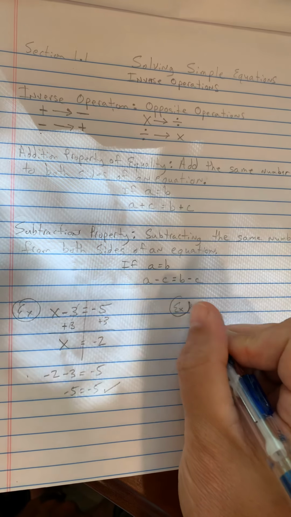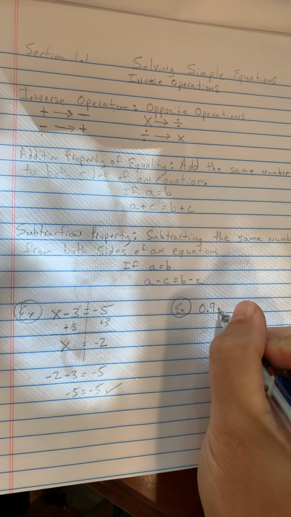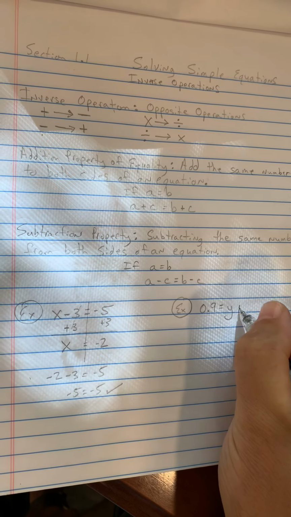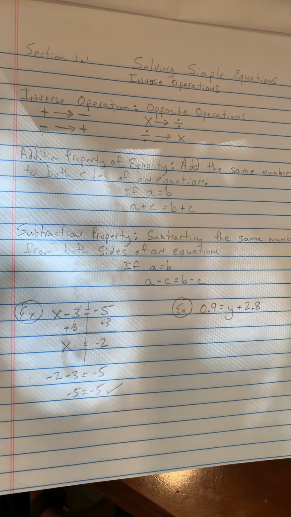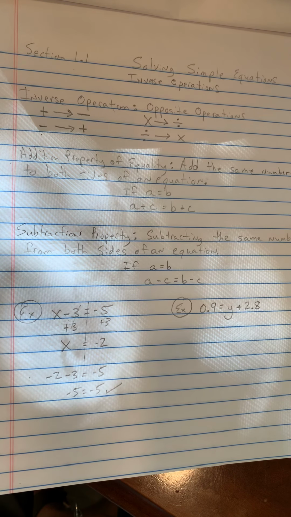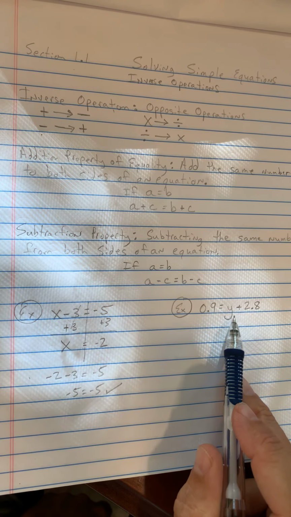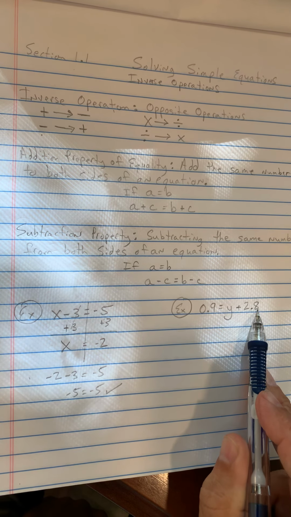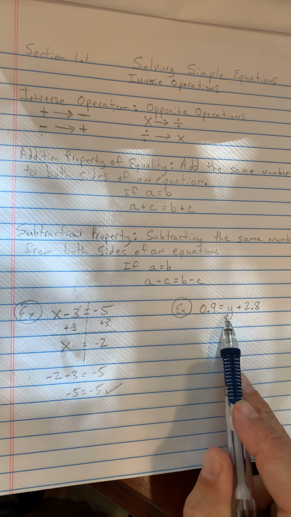Another quick little example here. Let's say I have 0.9 is equal to y plus 2.8. Again, the idea is always going to be to solve for what variable? Whichever one's given in the problem. Y is being added by 2.8. This is addition. I need to undo that addition. I need this y to get by itself.